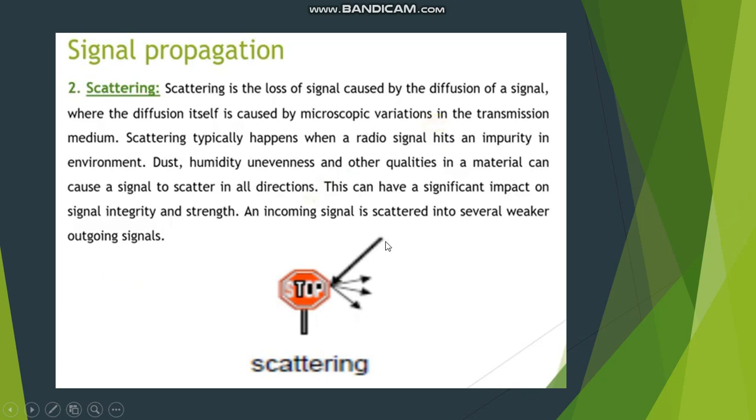As I said, this is an incoming signal, but if it hits a material medium which has the ability to scatter signals, then this radio signal, which was coming originally, very strong and with a lot of power, hits it, and when it is being scattered, if you see, one signal is divided into three and sent, so its power is also divided. And because the power is divided, the signal becomes weak. So the second reason for signal weakening is scattering.